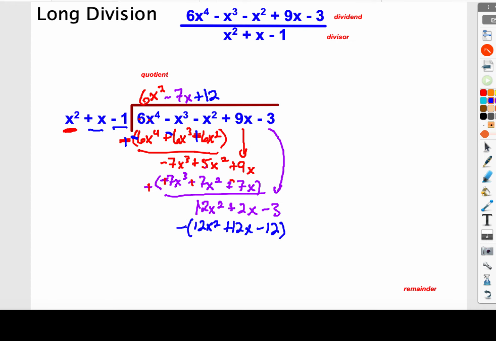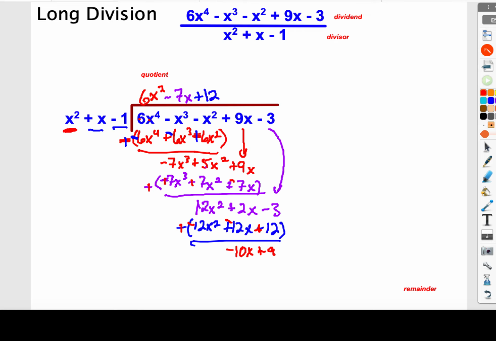Don't forget we are subtracting. So again, I'm going to go ahead and subtract or run my negative through there. Sometimes that's helpful, especially with that extra negative on that last term. It's going to become a plus. 12x squared minus 12x squared is gone. 2 minus 12 will be a negative 10x. And negative 3 plus 12 would be 9.